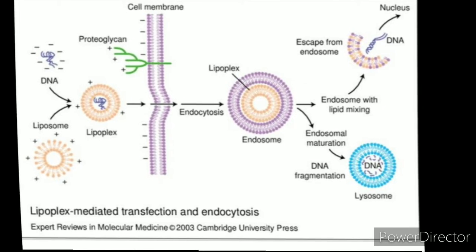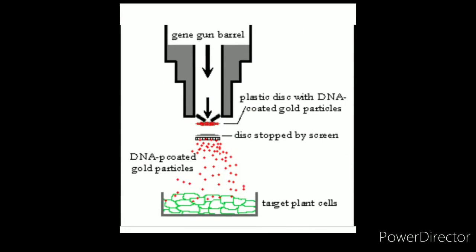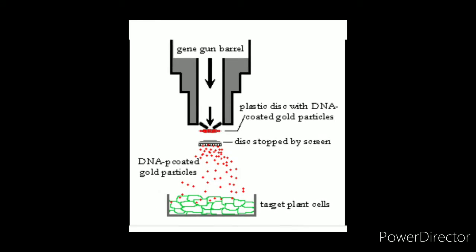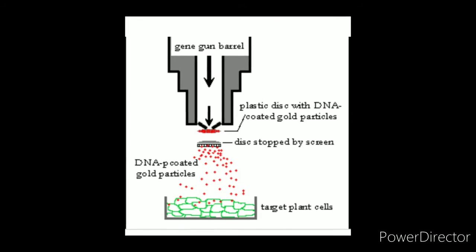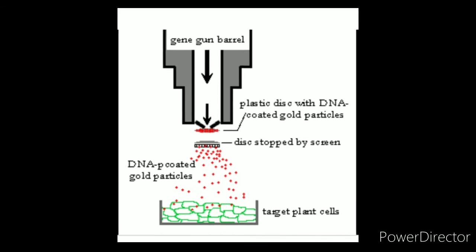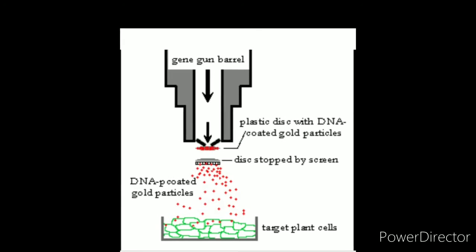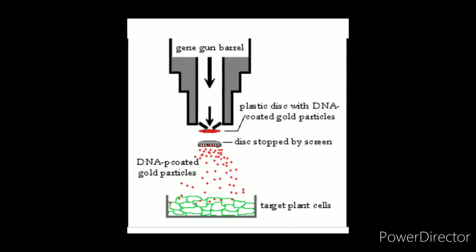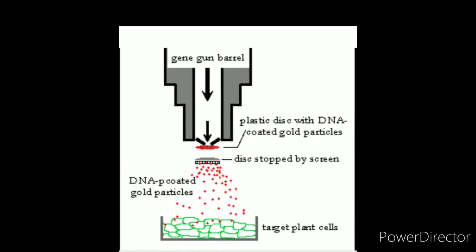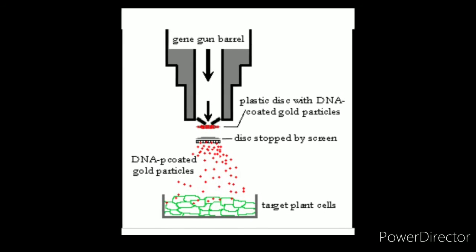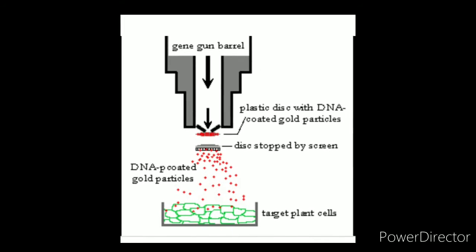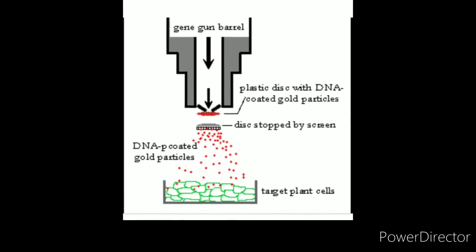In the biolistic method of gene transfer, the foreign DNA is coated onto the surface of minute gold or tungsten particles and bombarded onto the target tissue or cells using a particle gun. Then the bombarded cells or tissues are cultured on selected medium to regenerate plants from the transformed cells. So this method is also called gene gun or micro projectile gun or shotgun method.